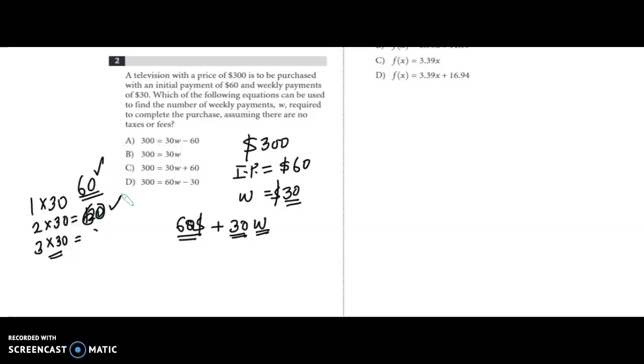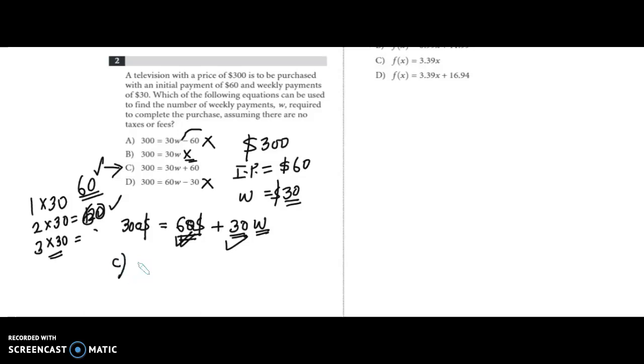Now you have to think. First of all, the payments have to add up to $300 and the two sums are to be added. So you cannot have this equation because it is subtracted. And you cannot have this one also because there is no initial payment of 60 mentioned here. So this is going to be the right option, and let us try to understand why it is the right option.